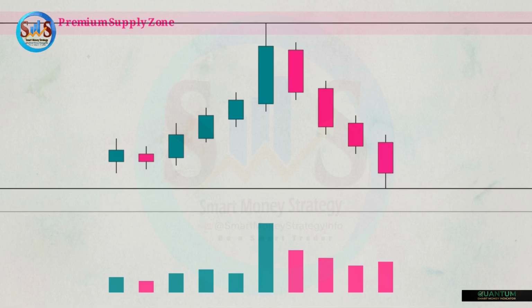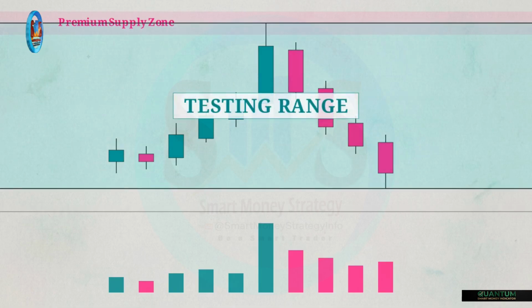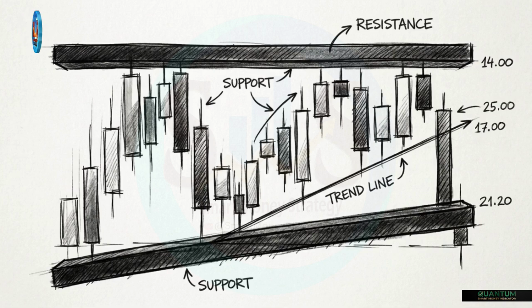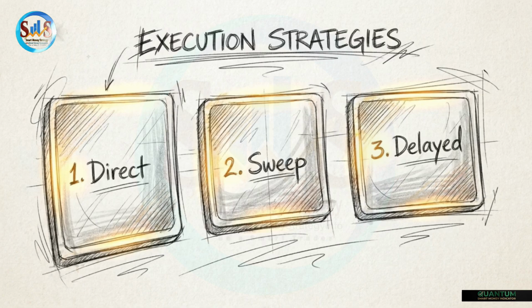Drawing rigid horizontal lines at the extreme wick and the automatic reaction's low establishes the testing range. Institutions will now use this defined range to test for any remaining supply or demand from retail traders. The way price behaves inside these 2 strict boundaries dictates exactly which of the 3 execution strategies you must deploy.